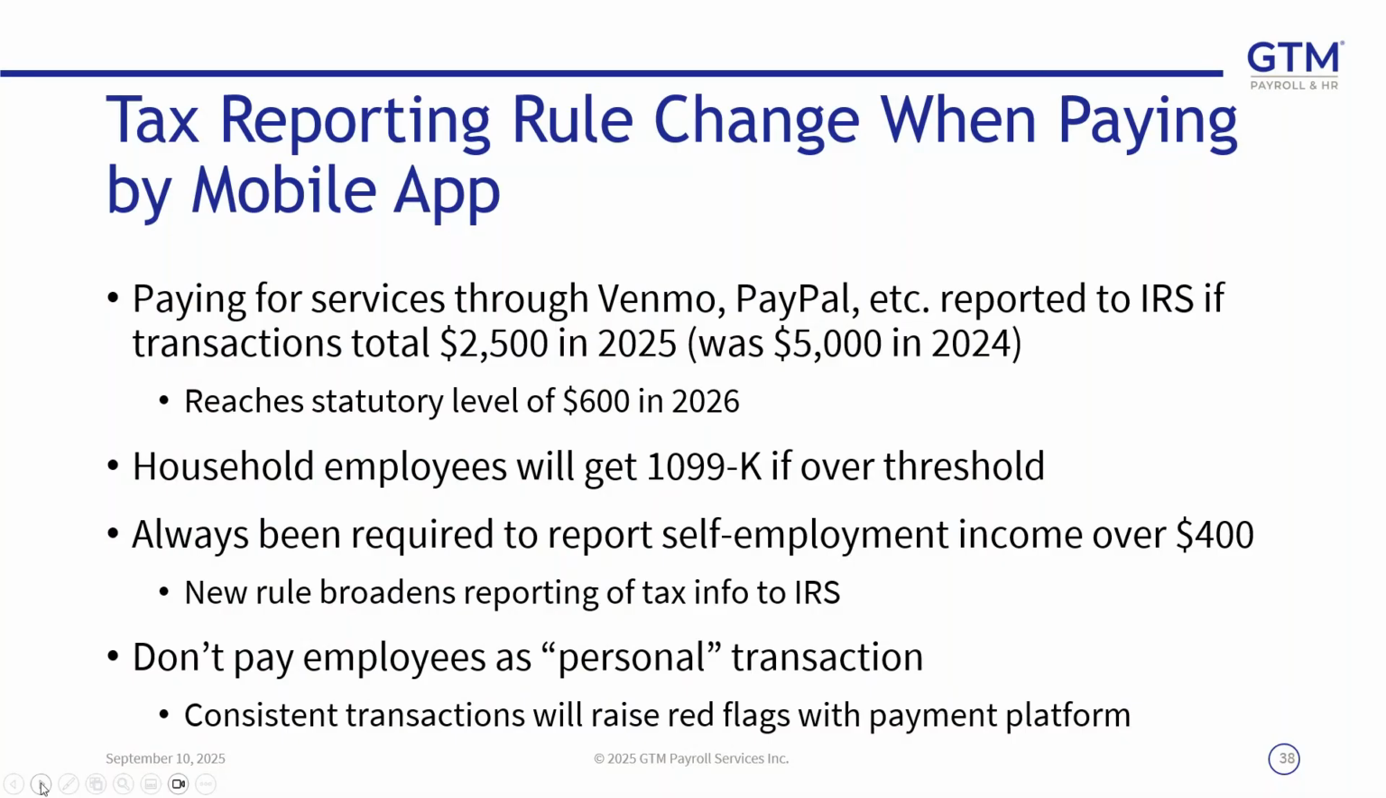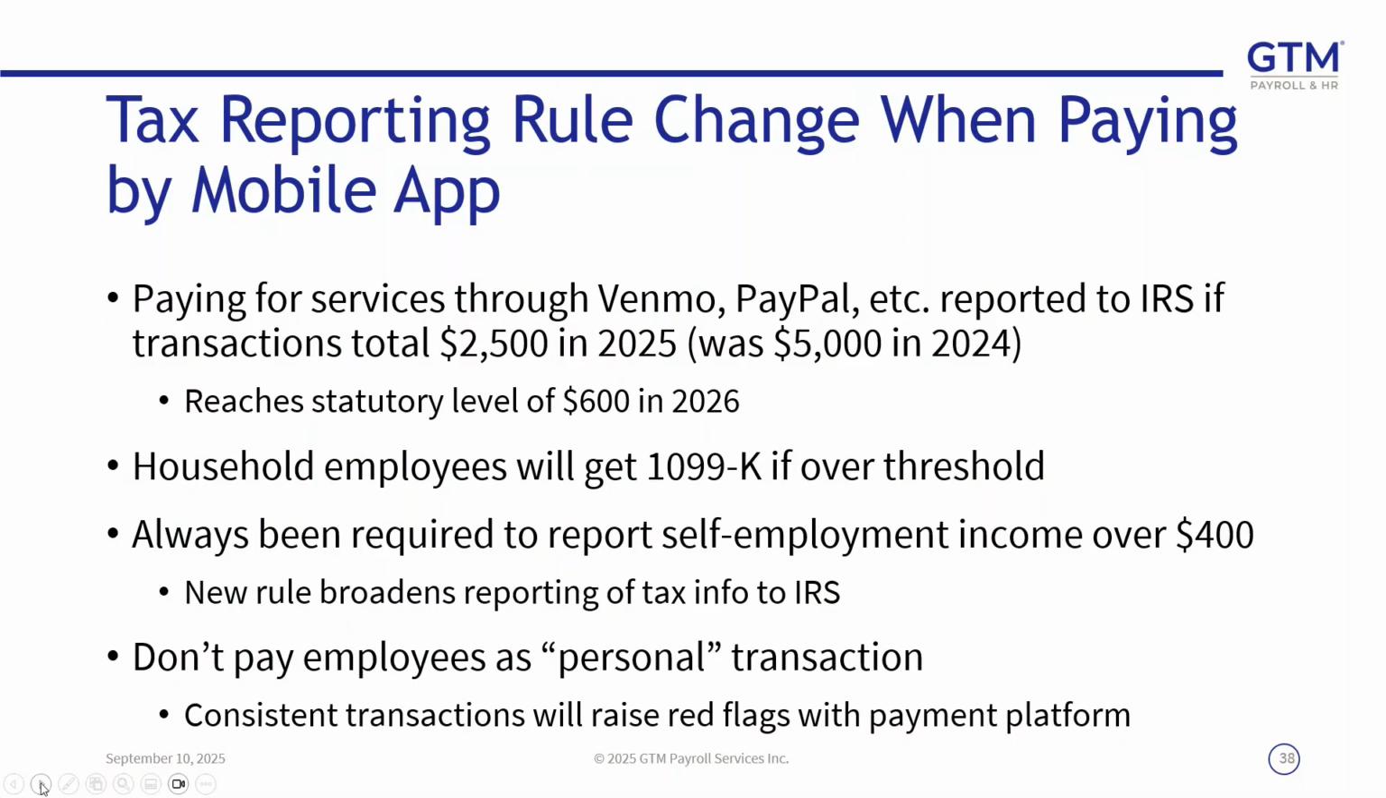Families that employ full or part-time household help, such as nannies, in-home senior caregivers, and housekeepers, may want to avoid using mobile payment platforms to pay their workers, as those workers will likely get a 1099-K from the IRS as well as a W-2 from their family, which can cause some confusion.